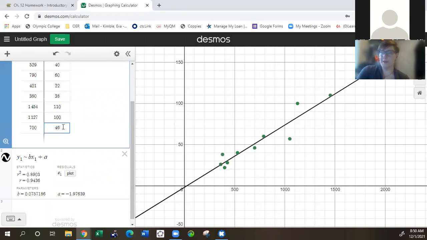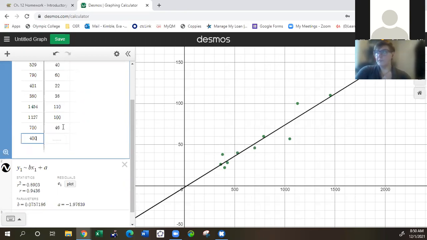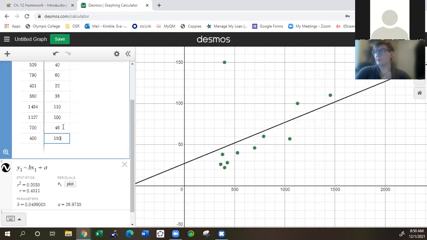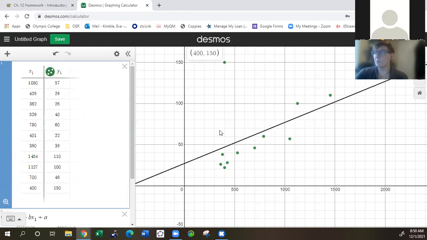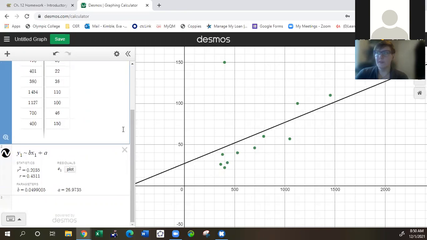Now what I'm going to do is put an outlier in here deliberately. So a good outlier that I'm going to choose is 400, and then for my y value, I'm going to do 150. So I put this outlier in, which is way far away from all of my other points. And what I saw happen after I put that outlier in is that my line jumped up, like it's trying to reach that outlier or get closer to it.